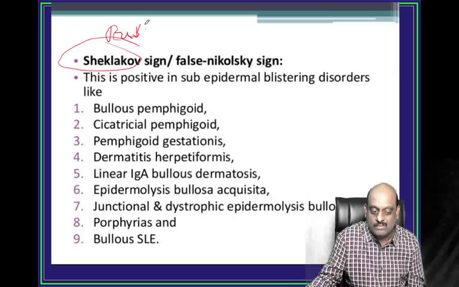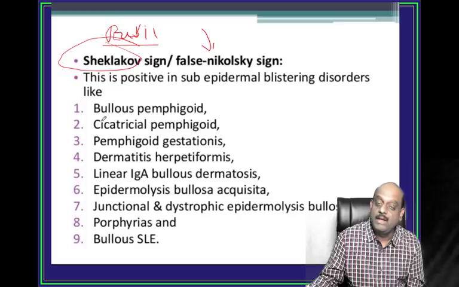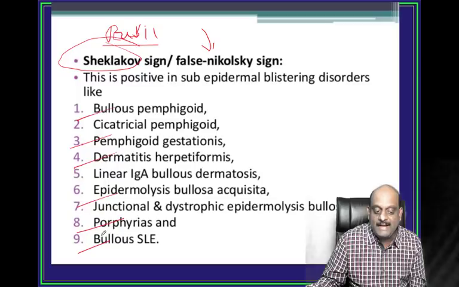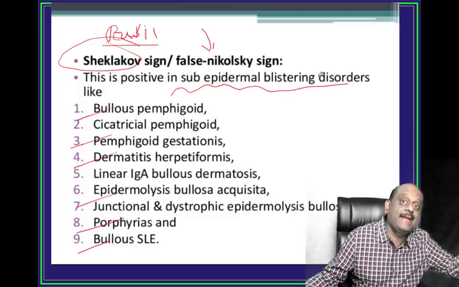False Nikolsky sign, where do we see? Bullous pemphigoid, pemphigoid gestationalis, dermatitis herpetiformis, epidermolysis bullosa, porphyrias, bullous SLE. It is typically positive in all sub-epidermal blistering disorders. That is what you need to emphatically remember.